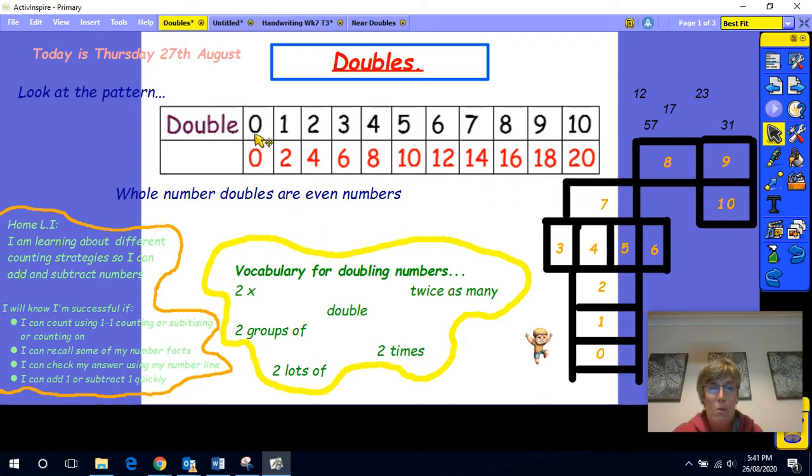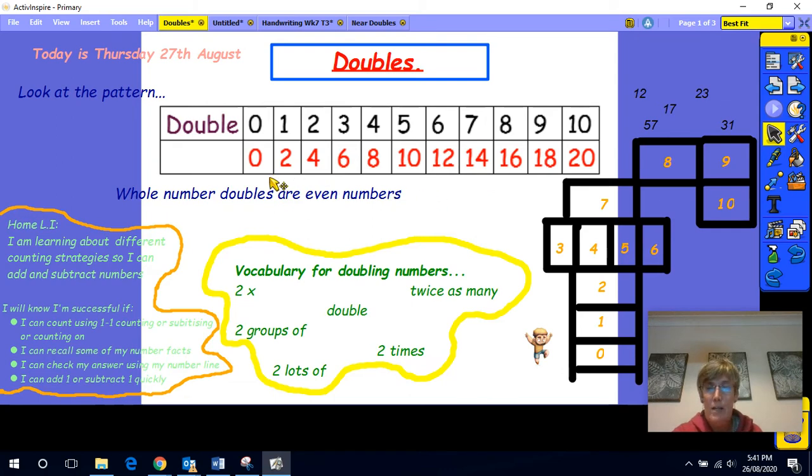So if we have a look at the table, on the top row I've got numbers from 0 all the way up to number 10, because we're only looking at our doubles facts today up to 10. But if I have a look at the bottom line, that shows me the answer when I have doubled those numbers at the top. So when I double 0 and 0, I get 0. When I double 1 and 1, I get 2. When I double 5 and 5, I get 10. When I double 7, I get 14. When I double 9, that's 9 and 9, I get 18. So this table shows you those doubling number facts.